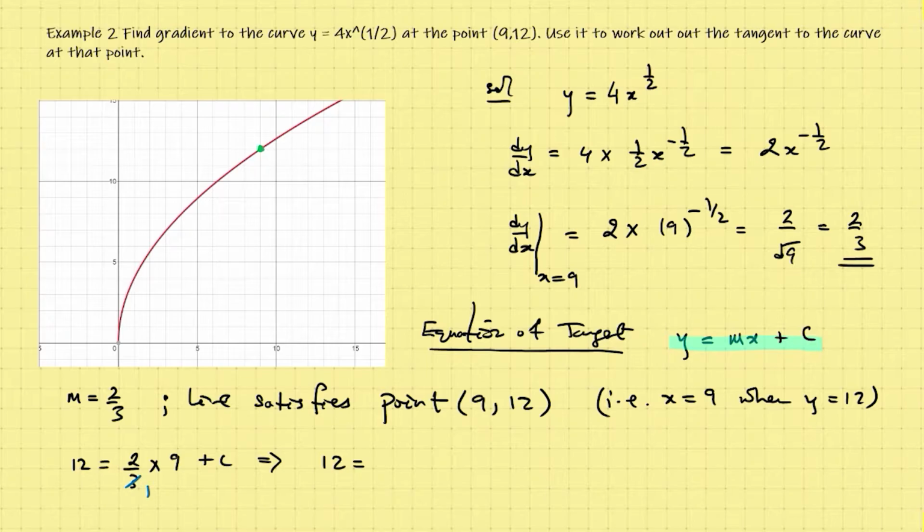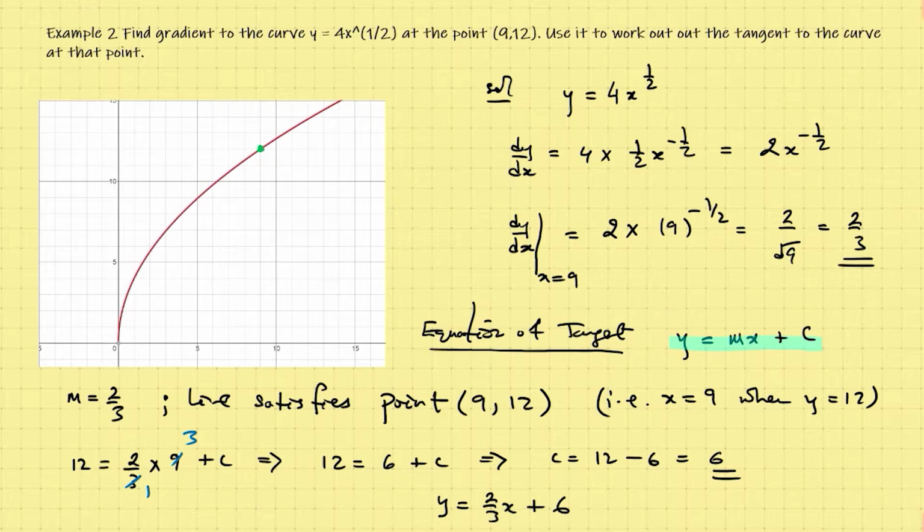How many 3's go into 3? One. The number of 3's that go into 9 is 3, and 2 times 3 is indeed 6. So I have 6 plus c, and that tells me c is 12 minus 6, which is 6. So now that I have a value for c, and we already had a value for m from earlier, I can say my equation can be written as y equals 2/3x plus 6.